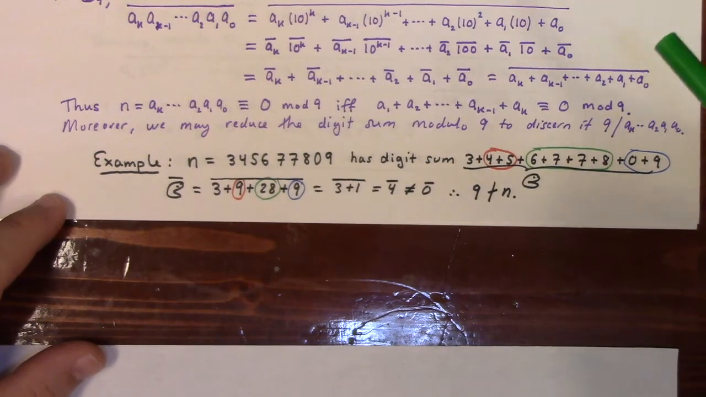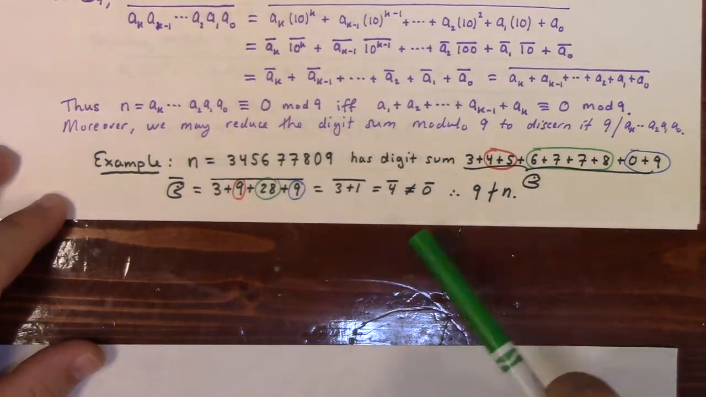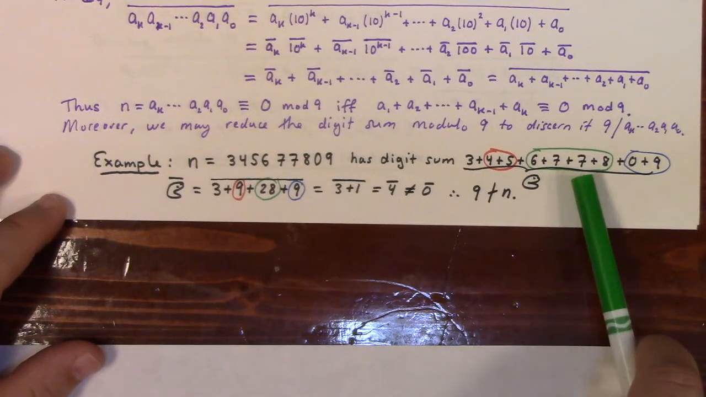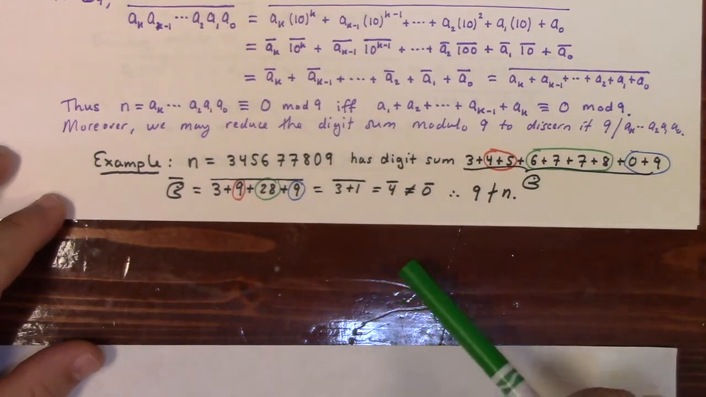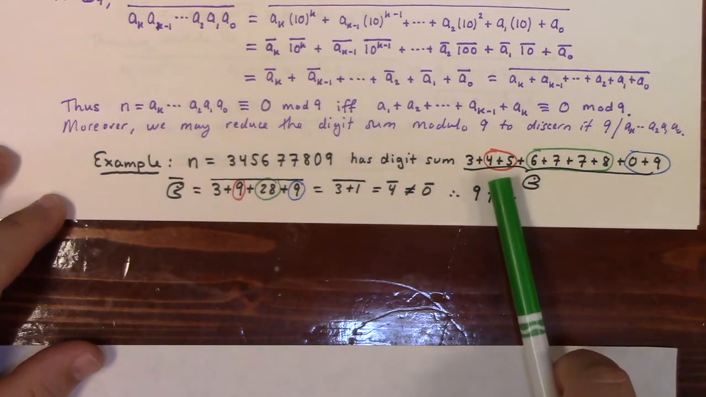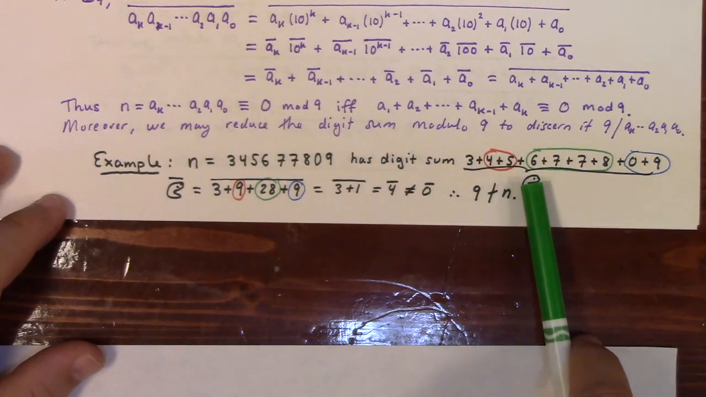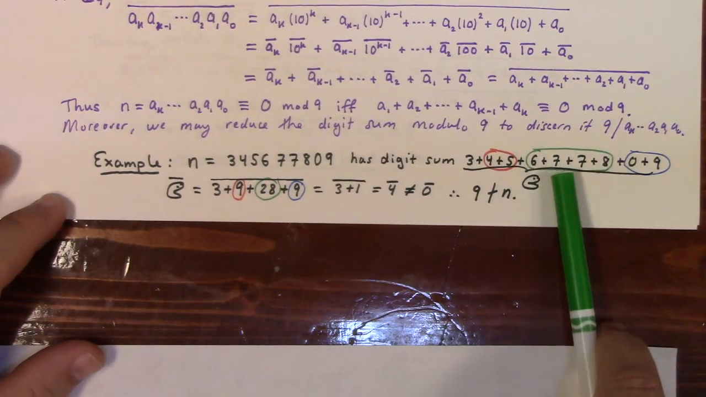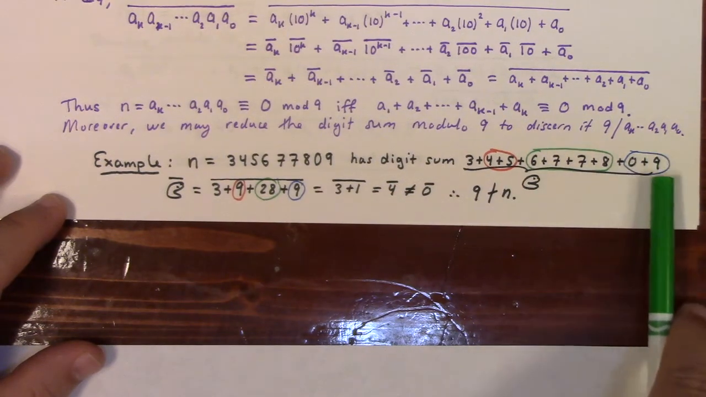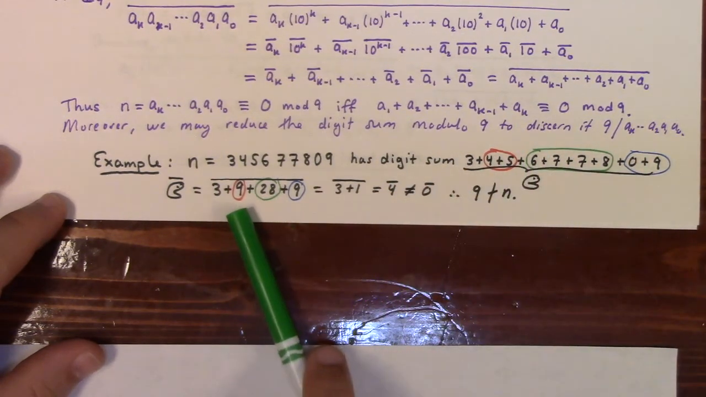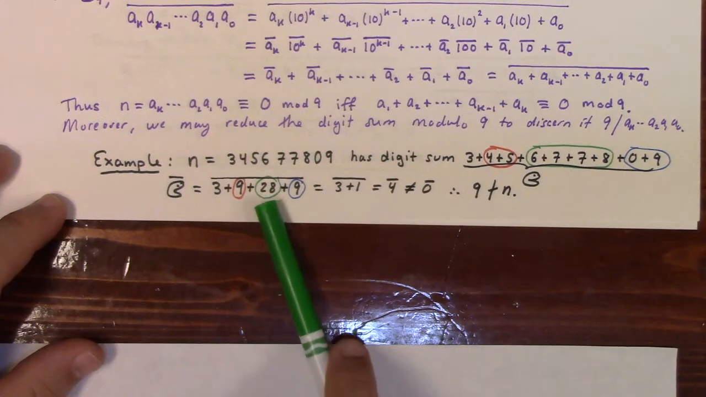345,677,809. Well, then the digit sum here is 3 plus 4 plus 5 plus 6 plus 7 plus 7 plus 8 plus 0 plus 9. And basically, if I'm working modulo 9, I can drop 9s in here, right? 4 plus 5 is 9. That's 0, you know. This is 28. That's 9. So I just grouped it over here. I'm thinking of it. That's where those numbers are coming from, right?